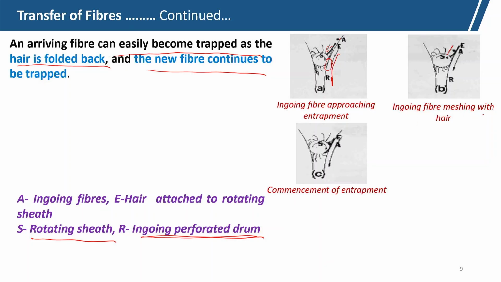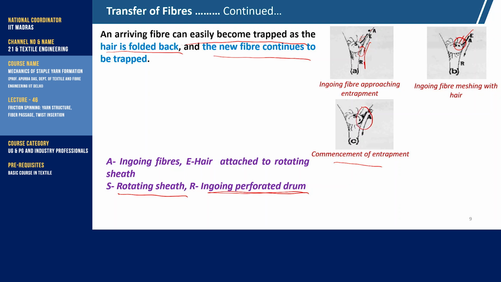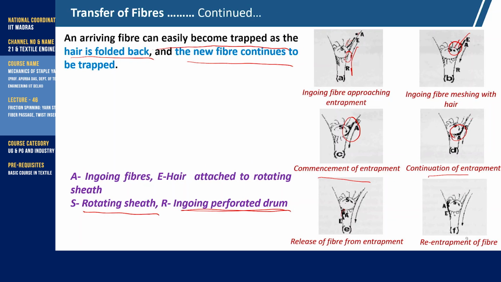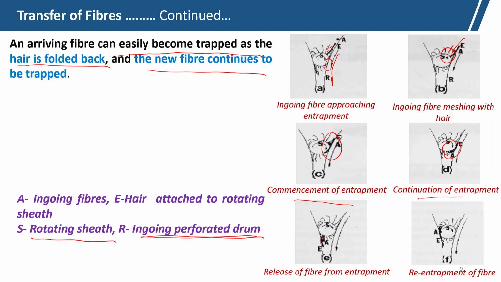So, the ingoing fiber is meshing with the hair, and commencement of entrapment is there. So, they are getting entrapped, continuation of entrapment, this fiber is entrapped here, and we can see release of fiber from the entrapment. So, de-entrapment of fiber. Sometimes the fibers release from entrapment, and the next hair will again entrap them. So, this is the way the fiber entrapment takes place.